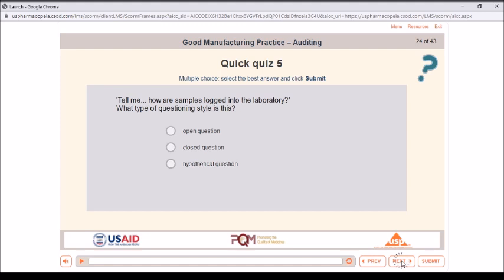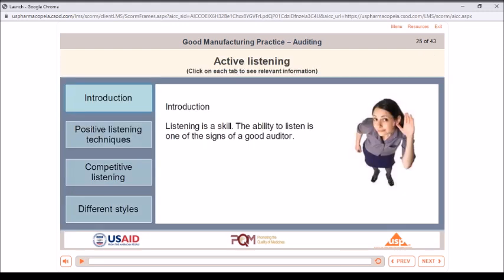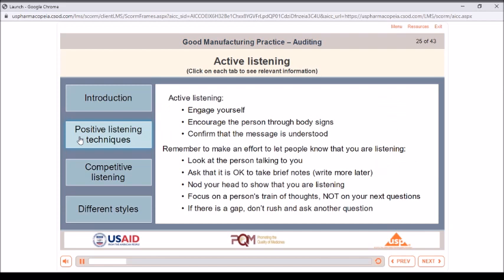Active listening. Listening is a skill. The ability to listen is one of the signs of a good auditor. Positive listening techniques: engage yourself, encourage the person through body signs, and confirm that the message is understood.